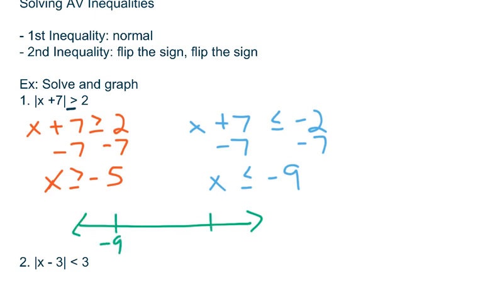Okay, so if we wanted to graph, the smaller number goes on the left. In this case it's -9. -5 is the bigger one. We're going to have closed circles at both. Okay, so closed at both.